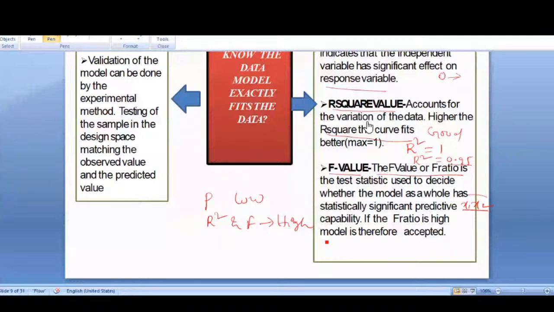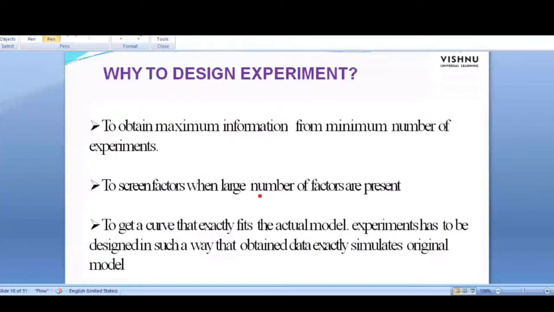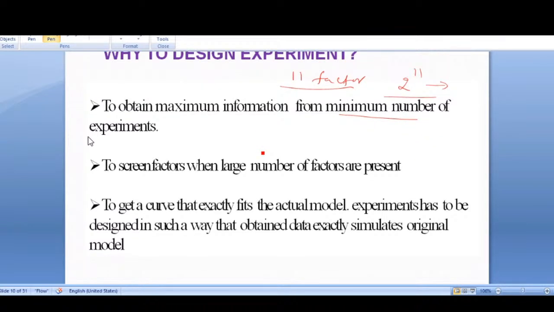Okay. So next one is why to design the experiment. Why use the design of experimentation? To obtain the maximum information from the minimum number of experiments. As I said, in a biological process there may be 11 factors. So out of 11 factors, please calculate 2 power 11. 2 power 11 gives more than 2000. To conduct such a huge number of experiments is very difficult. So in that case, you have to minimize the parameters by using this method.